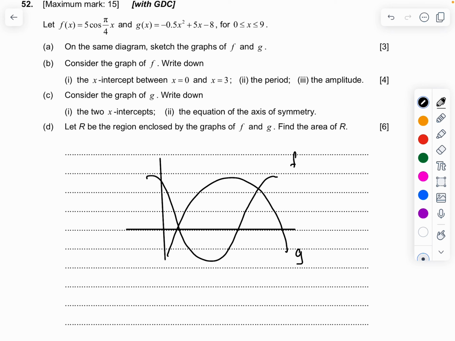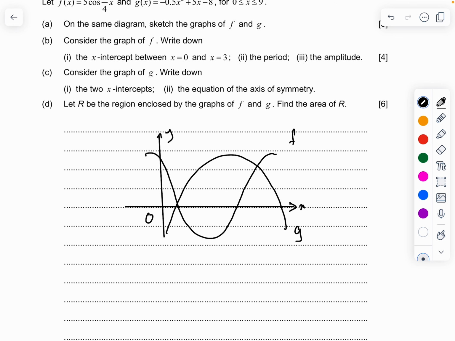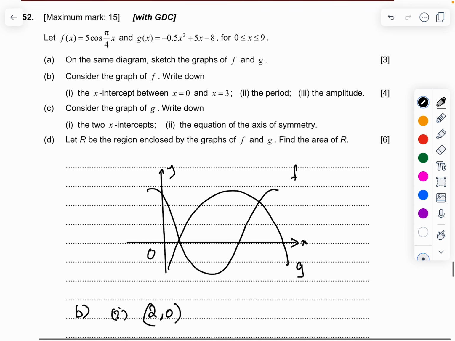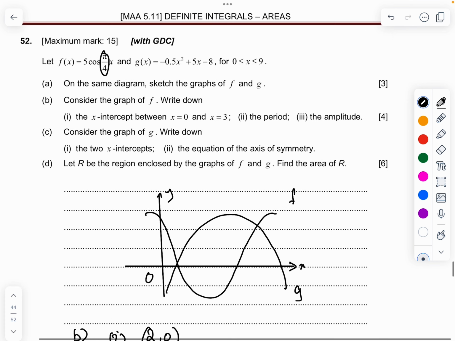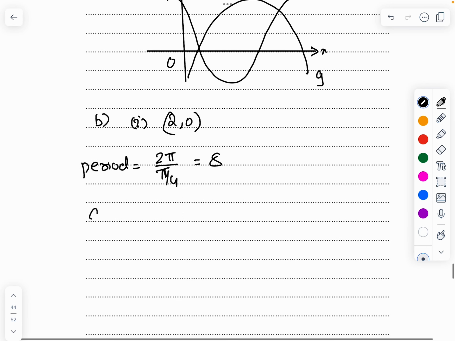This is f and this is g. Consider the graph of f. Write down the x-intercept at x equals 0 and at x equals 3. So the x-intercept is going to be (2, 0). What is the period? The period for f of x is 2 pi by pi by 4, which is going to be 8. That's going to be the period. 2 pi by this number, pi by 4, which is 8. Amplitude: the front number is the amplitude, so the amplitude is 5.